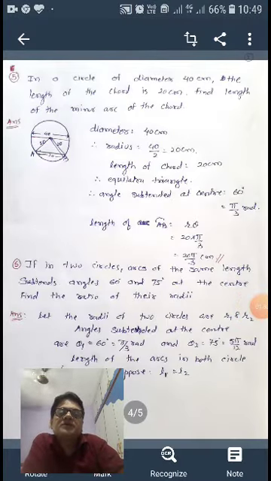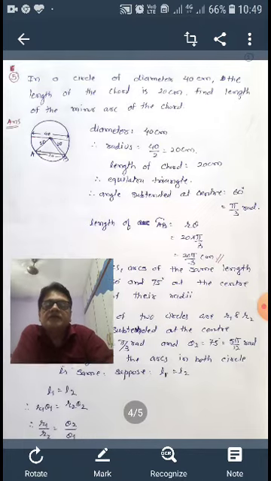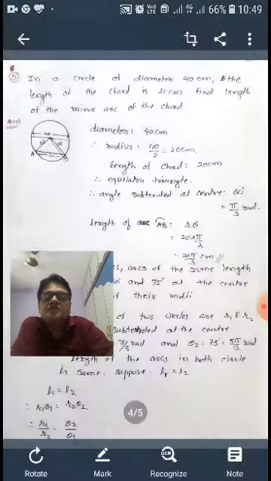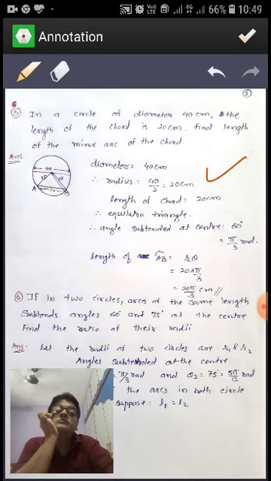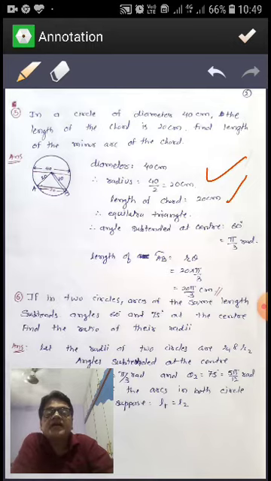See question number 5. In a circle of diameter 40 cm, the length of the chord is 20 cm. So if diameter is 40, then radius is 20, 40 by 2. So length of the chord is also 20. So it means that triangle is equilateral triangle. And in equilateral triangle all angles are same, so angle subtended at the center is 60 and it can convert into radian by multiplying by pi by 180, so it is pi by 3 radian.